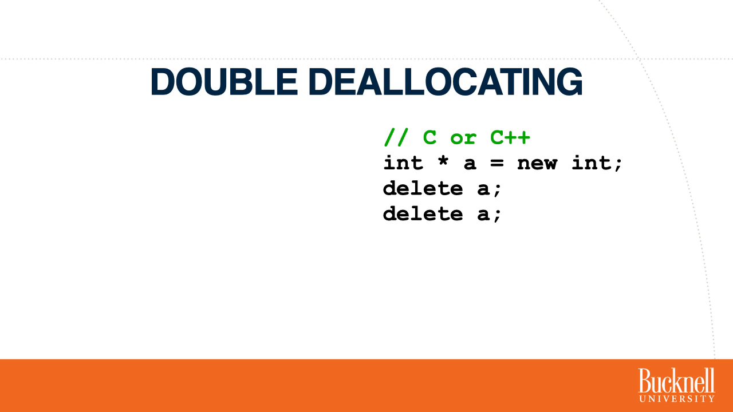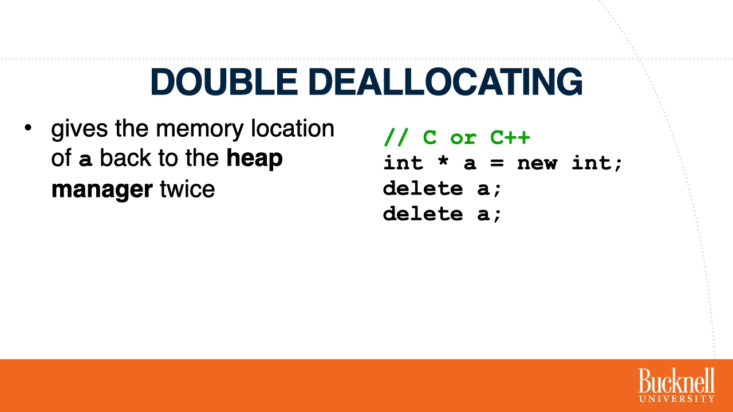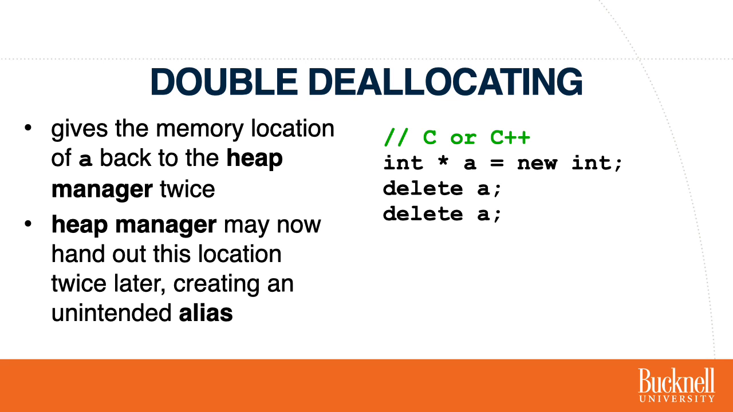Double deallocating is similar. It gives the memory location of a here back to the heap manager twice. The heap manager may now hand out this location twice if it didn't notice that there was a duplicate, creating an unintended alias with potentially disastrous results for your code.